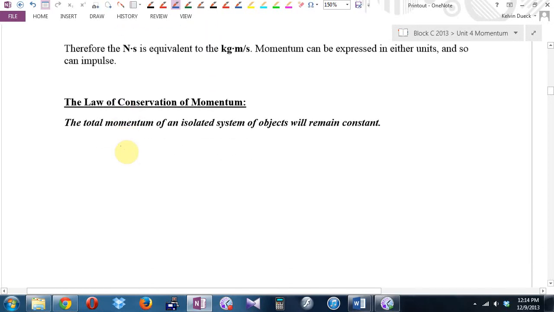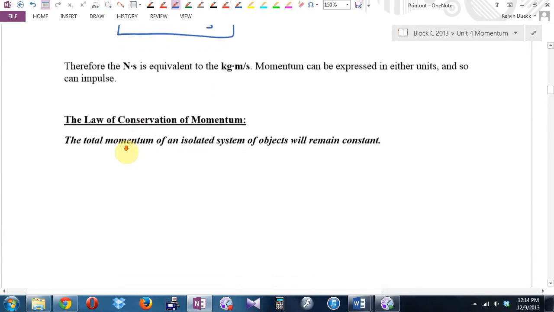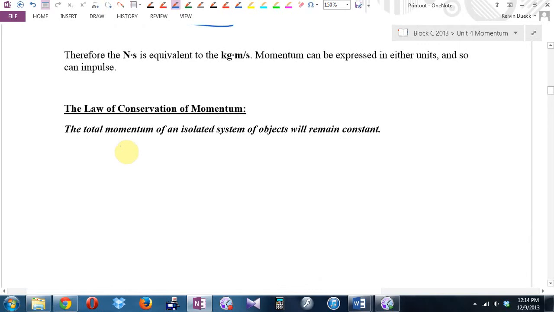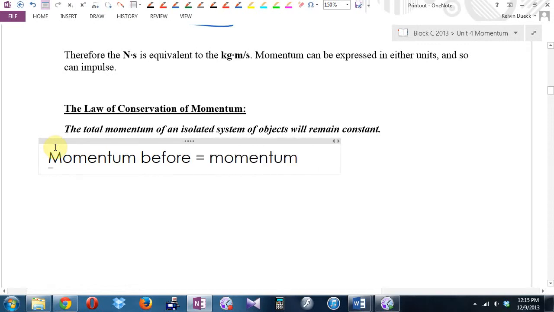This brings us to the law of conservation of momentum. If you have an isolated system, the total momentum remains constant. And there's several ways to write that. You can write it as follows. Jordan, do you think I'm ever going to write out the English version again? No. Okay? We're going to use some notation.